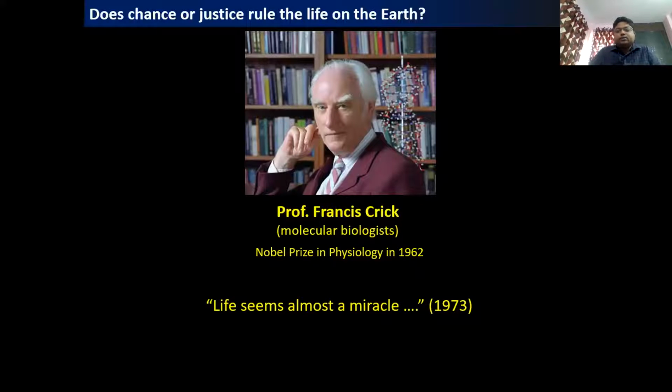Almost 50 years ago, things were so difficult to understand that one of the famous molecular biologists, Professor Francis Crick, who got the Nobel Prize in physiology in 1962, gave this hypothesis that life seems almost a miracle. He worked on DNA, and for life origination, DNA replication must happen. He found that for a DNA to replicate, it is a chance of 1 in 10 million. So he said that life seems almost a miracle.